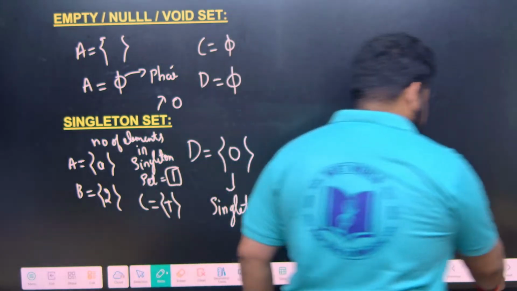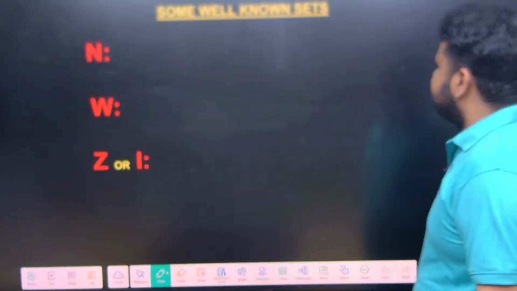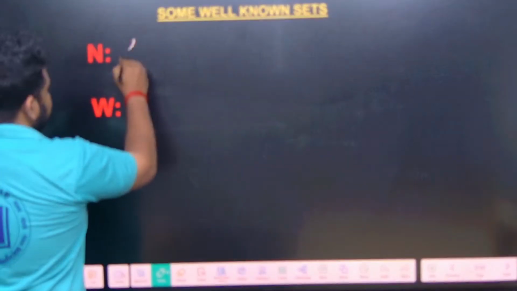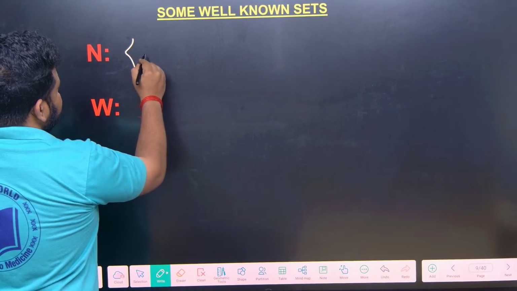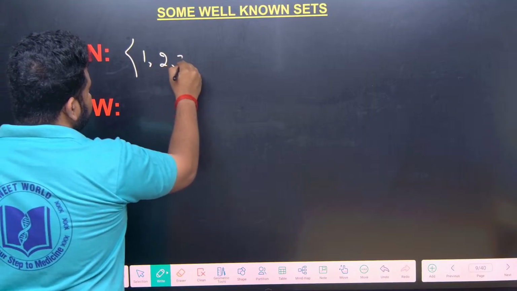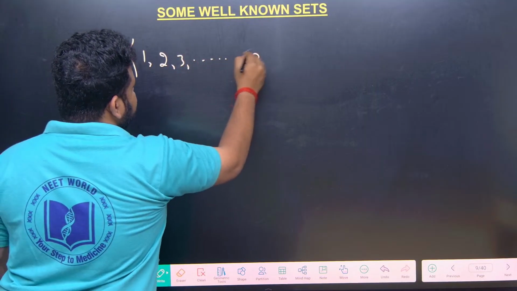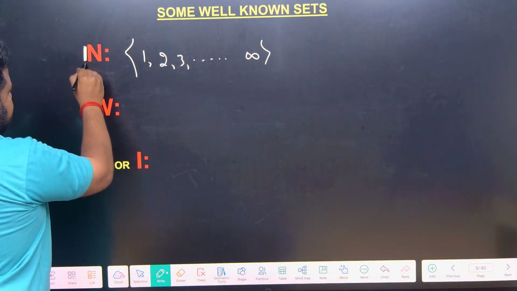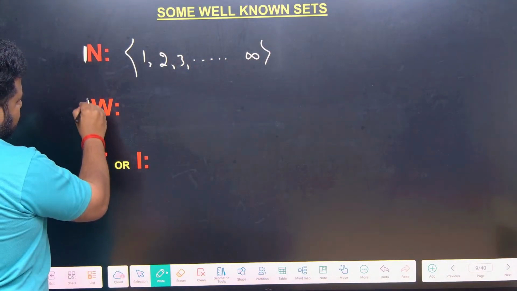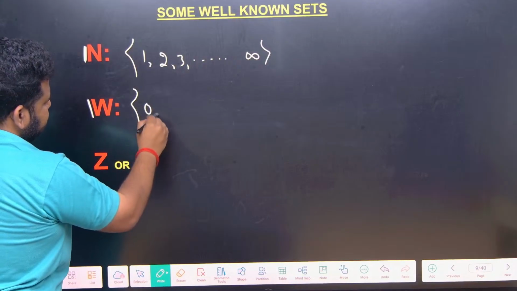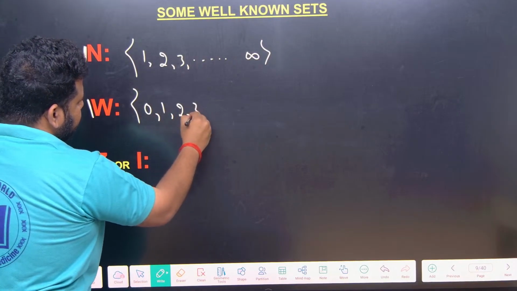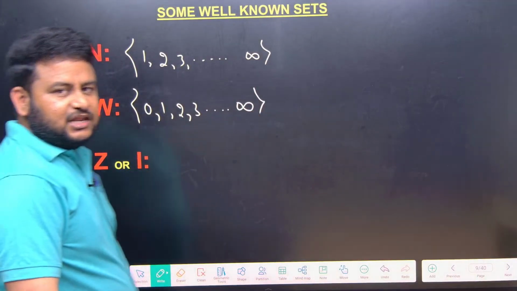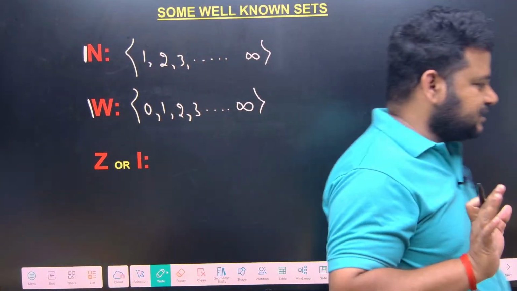Clear. Next one. Well-known sets. Here N is representing natural numbers, that is 1, 2, 3, going on up to infinity. We will represent it in set form like this. W is the whole numbers. It starts from 0, 1, 2, 3, up to infinity. Clear, friends? That is how we represent the whole numbers.